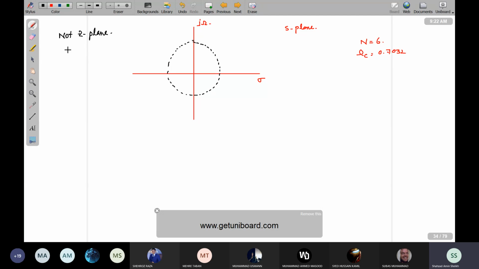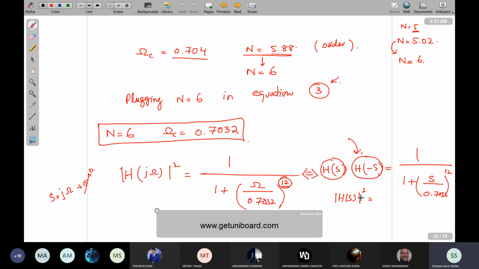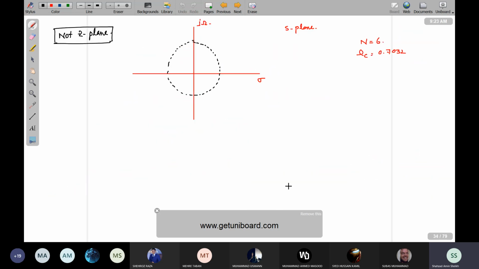And this is not a unit circle, okay? This is very important because people confuse this with Z plane. This is S plane, and in the S plane you have 12 poles, and we are going to plot those 12 poles. We are saying that all the poles lie at the radius of omega c, and you know what omega c is, that is 0.7032.